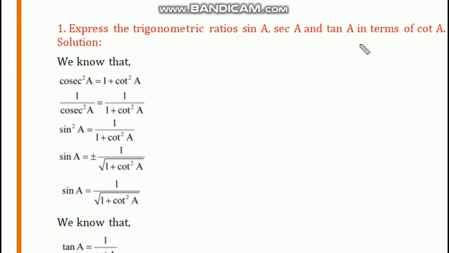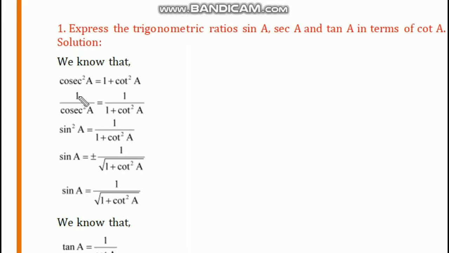Okay. So already we know that cosecant square theta equals 1 plus cot square theta. Here the angle we took is A. So cosecant square A equals 1 plus cot square A. So that cosecant square A we can take reciprocal. So we will get 1 by cosecant square A equal to 1 by 1 plus cot square A.